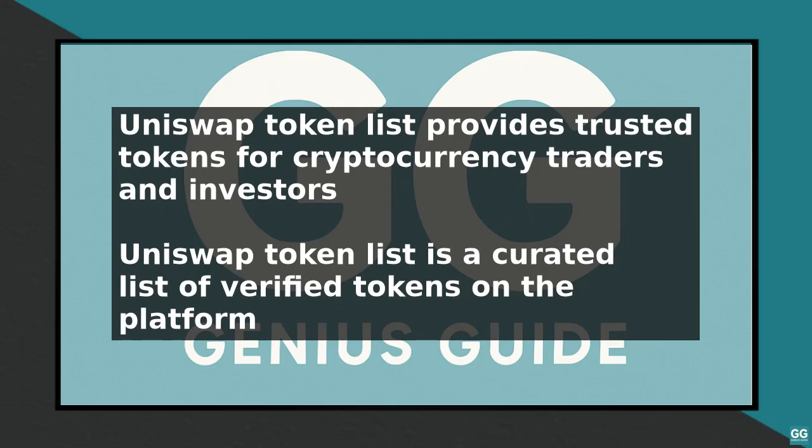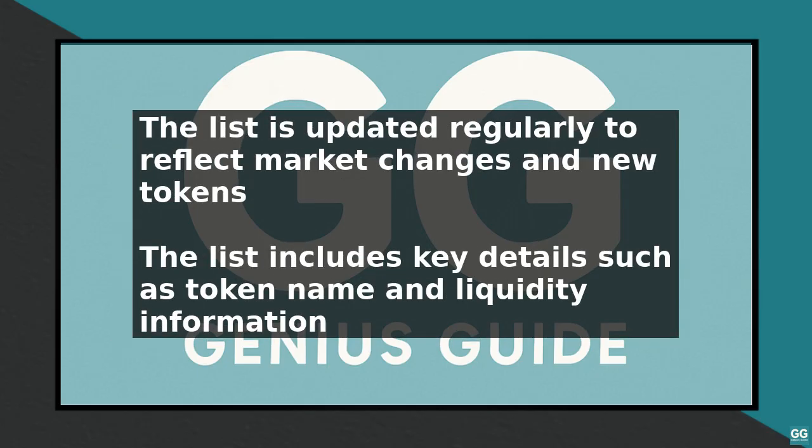First, it is essential to understand what the Uniswap token list is. The list is a collection of trusted tokens that have been verified by the Uniswap community, ensuring that they are legitimate and secure. The list is updated regularly to reflect changes in the market and the addition of new tokens.